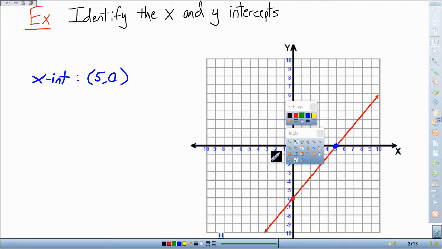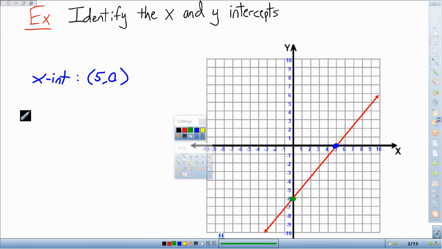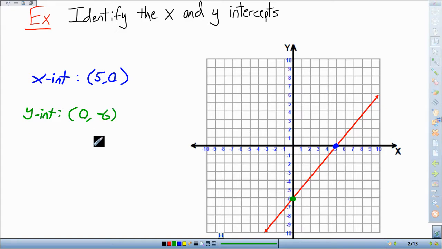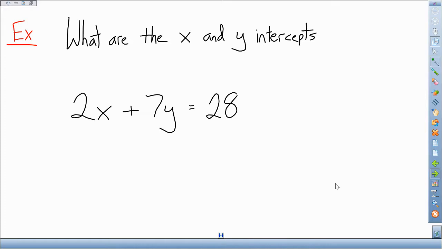Our y-intercept, we can see down here, crosses at -6 on the y-axis. So same idea, the y-intercept of this graph is at, careful, it'd be tempting to say (-6, 0). No, it's 0 on the x down to -6 on the y. So (0, -6). So there are the two intercepts. When you are already given a graph, it's very, very simple. That's not what this is about today, but let's see here real quick.